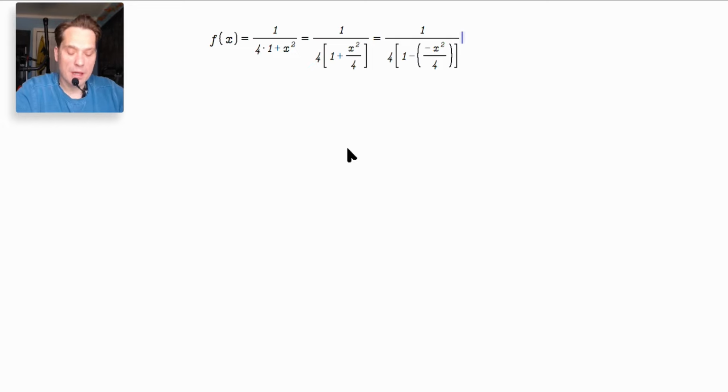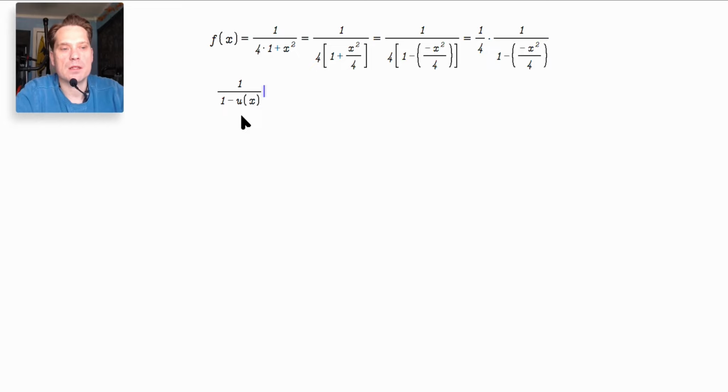Now, why would we want to do this? Because what we can do is plug this into the following. Take the 1/4 and just separate it away, and then you have 1, and then minus negative x squared over 4 this way. This fits into the pattern for 1 over 1 minus u of x now, you see? The 1/4 is completely separate from it. Don't worry about it.